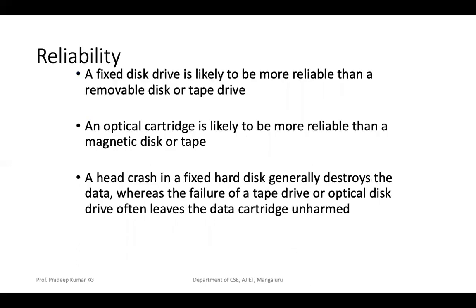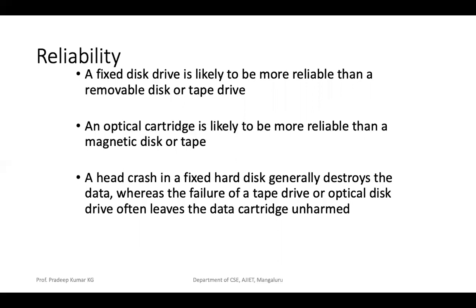Then reliability: a fixed disk drive is likely to be more reliable than a removable disk, because a removable disk is very prone to accidents if you are carrying it. If you drop your disk, you can imagine what will happen, right? So that's why it's better to have a fixed disk drive in your machine. This is coming to the secondary disk in your machine.